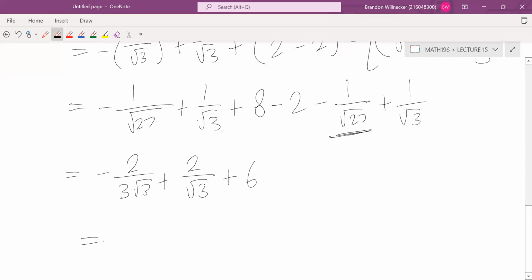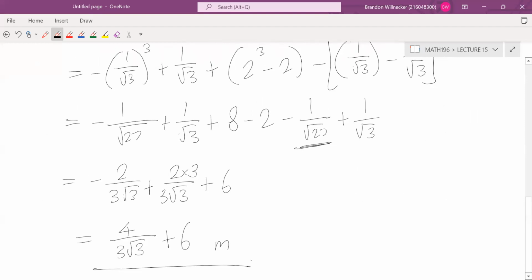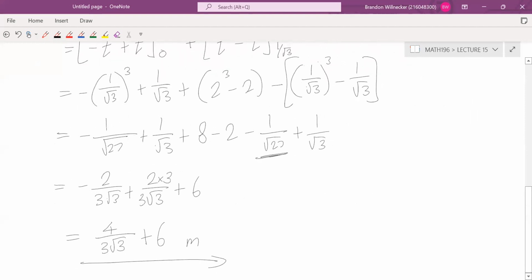Okay, let's get everything to the same denominator. So if I times this by 3, I can times that by 3. So I have 6 minus 2. So that's going to be 4 over 3 root 3. And then plus 6. And then remember meters. You can leave it like that. You don't need to make it one fraction. Okay, so then that gives us the total distance. Okay, is that all right?